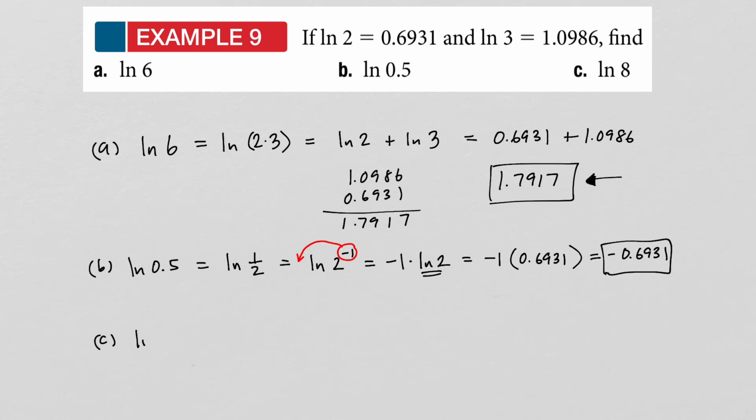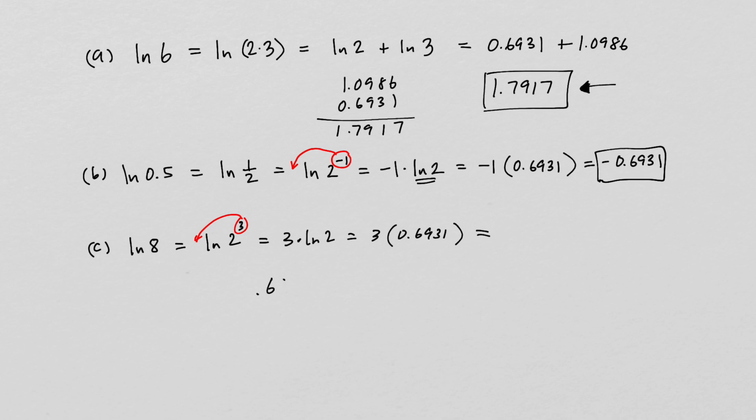And finally here, how about the natural log of 8? Well, again, let's re-express 8 as a power of 2 in this case, so 2 to the 3rd power. Just like before, we can take this power 3 and bring it down in front. This is a property of logarithms. And we have 3 times the natural log of 2. This is 3 times 0.6931. Right? And we can do this without a calculator. So 0.6931 multiplied by 3 is 2.0793.